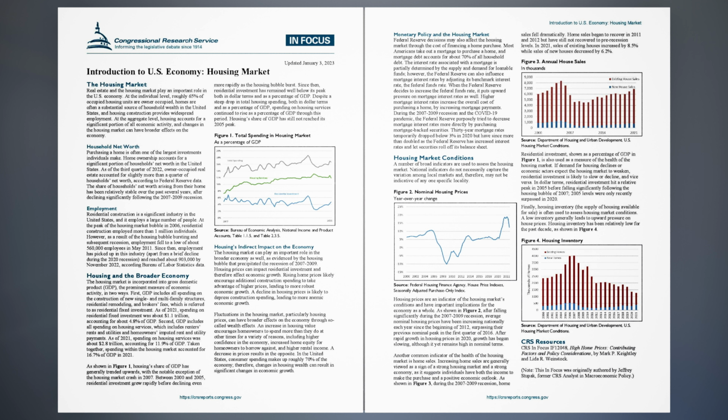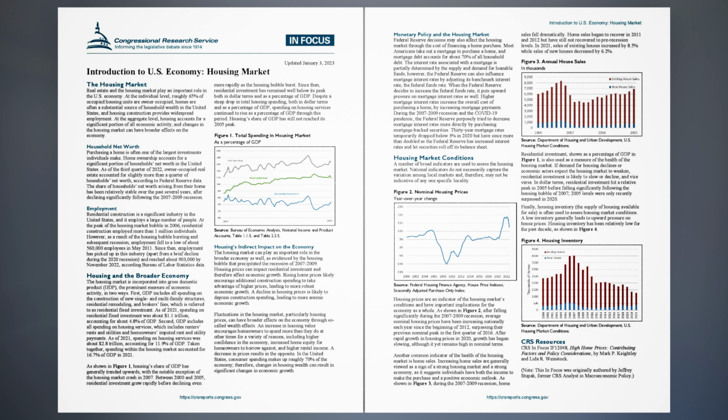Another common indicator of the health of the housing market is home sales. Increasing home sales are generally viewed as a sign of a strong housing market and a strong economy, as it suggests individuals have both the income to make the purchase and a positive economic outlook. As shown in Figure 3, during the 2007 to 2009 recession, home sales fell dramatically. Home sales began to recover in 2011 and 2012 but have still not recovered to pre-recession levels. In 2021, sales of existing houses increased by 8.5% while sales of new houses decreased by 6.2%.